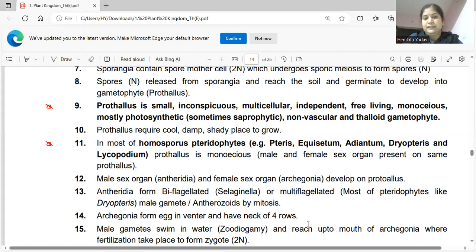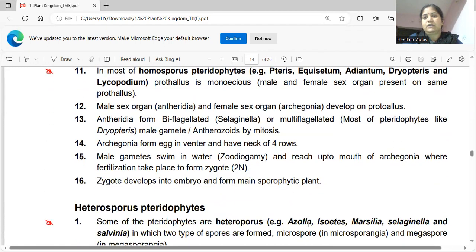The male sex organ antheridia and the female sex organ archegonia develop on the prothallus. The antheridia are biflagellated in Selaginella and multiflagellated in most pteridophytes like Dryopteris. Sperms are produced in the antheridia. Male gametes, antherozoids, are produced by mitosis.